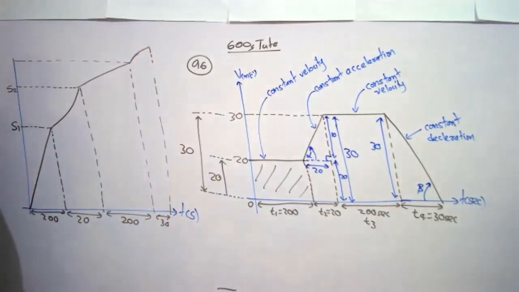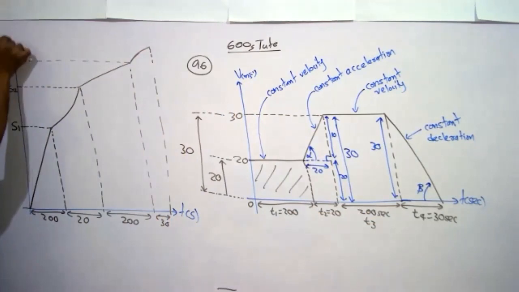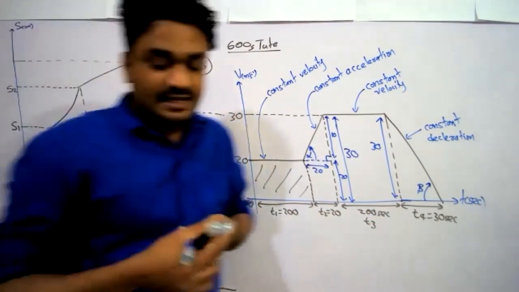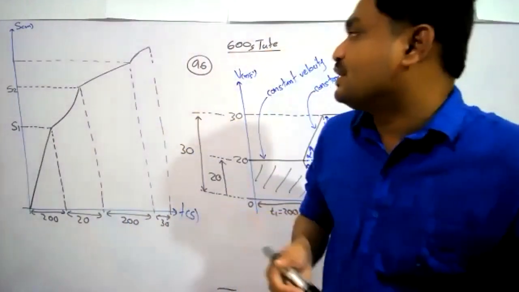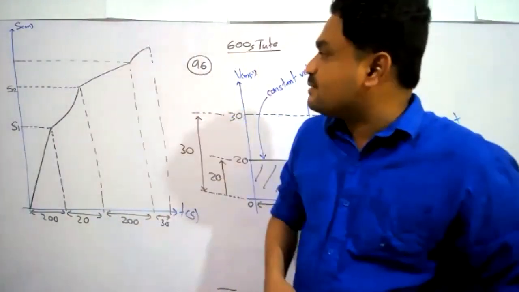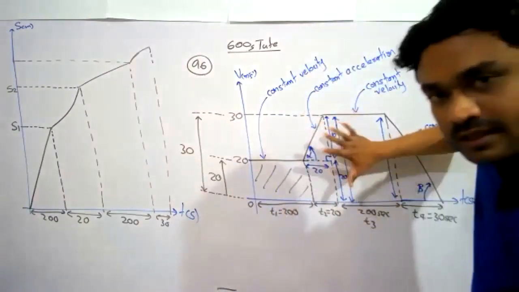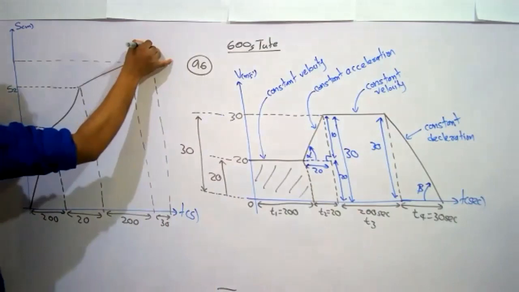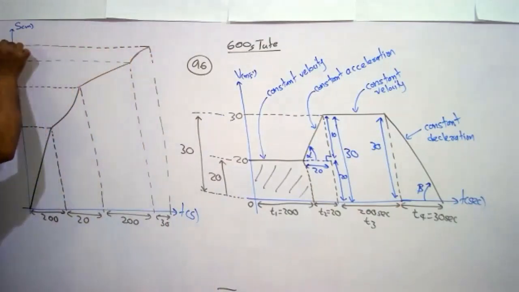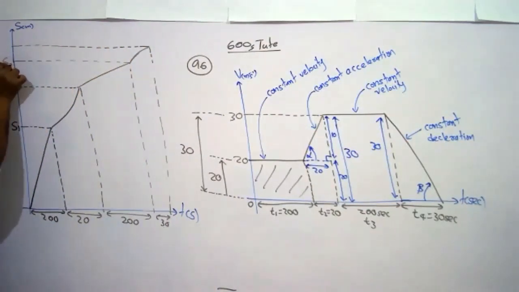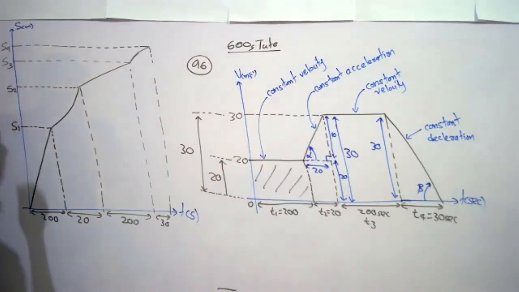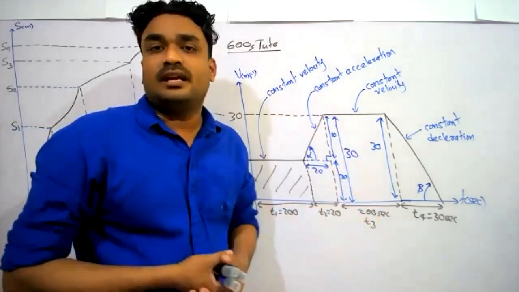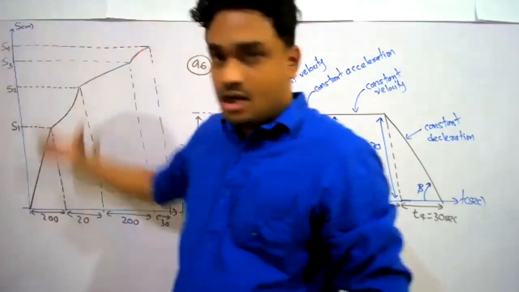I will give you more descriptions about the displacement time graph, but first you complete this answer. After that I'll give you more explanations. This is the displacement time graph for this velocity time graph. Completed here? You can calculate S1, S2, S3, S4 easily from this velocity time graph. That's just the area under the graph. Draw it.